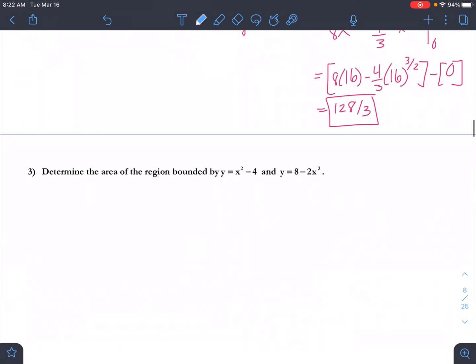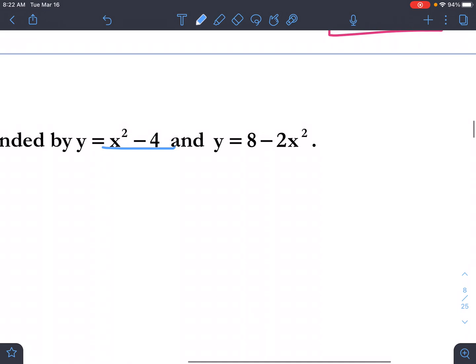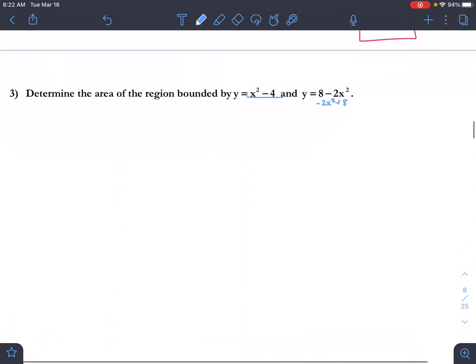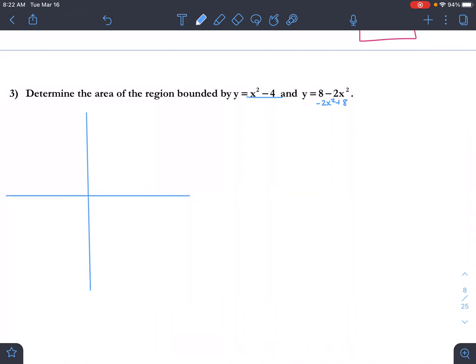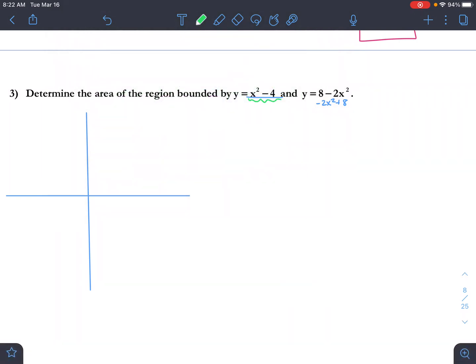It says, determine the area of the region bounded by y equals x squared minus 4 and y equals negative 2x squared plus 8. You can think of it that way, aka both quadratics. We're not bounded by an axis or anything, so I'm just going to draw a regular xy axis here. I'll do this guy in green. So this would be at negative 4, facing up.